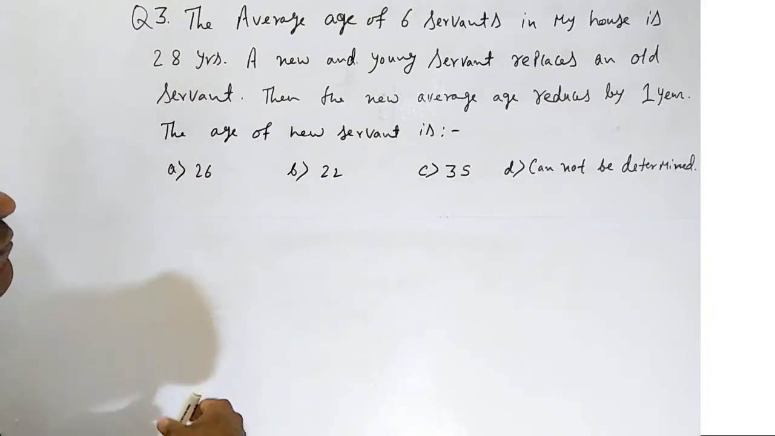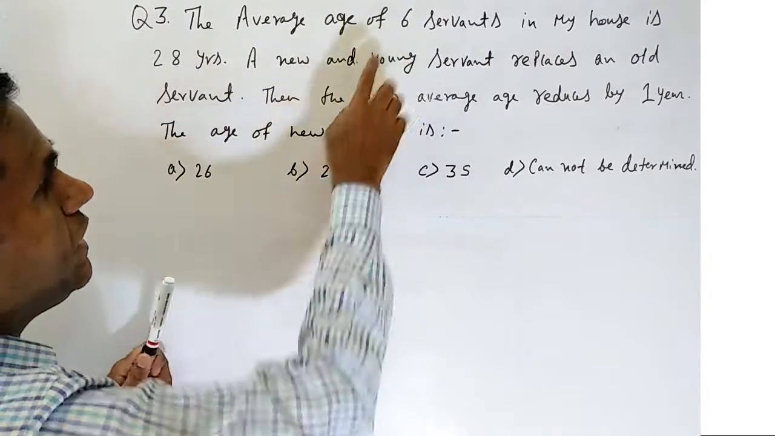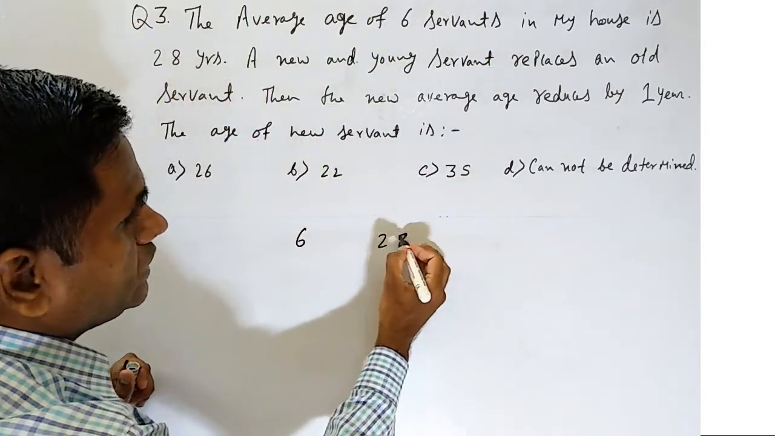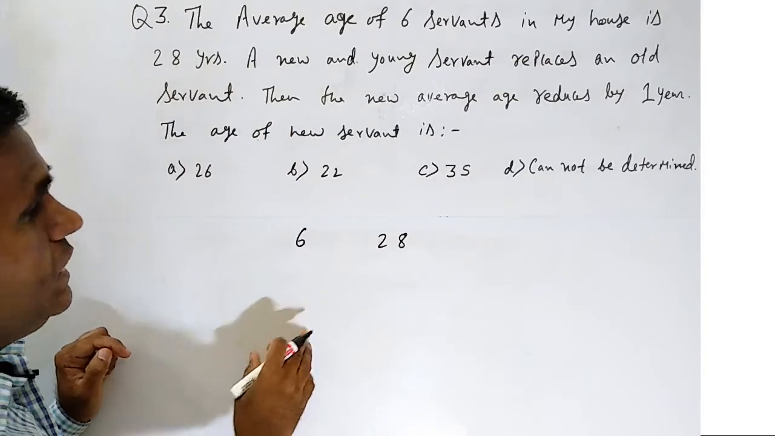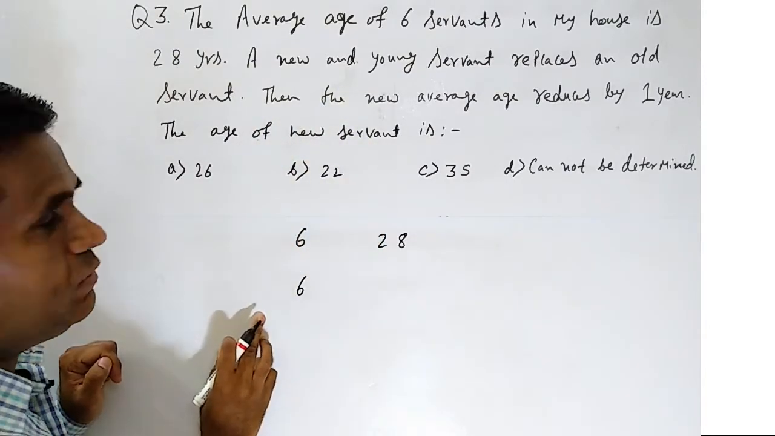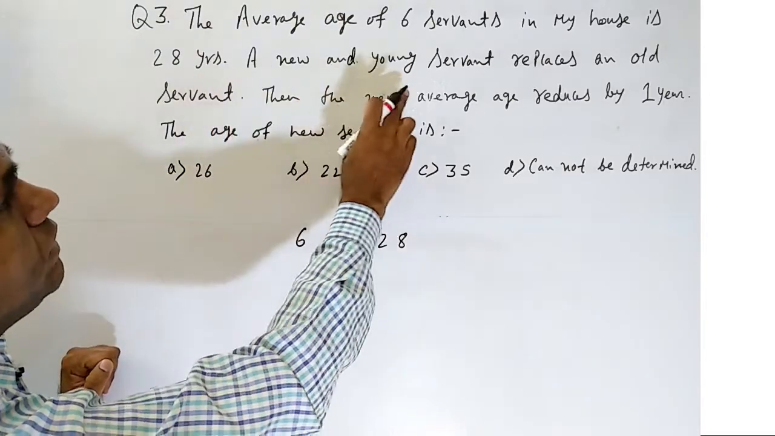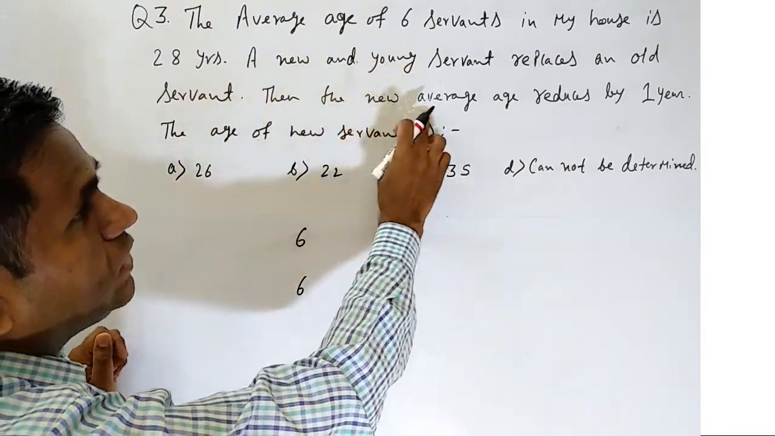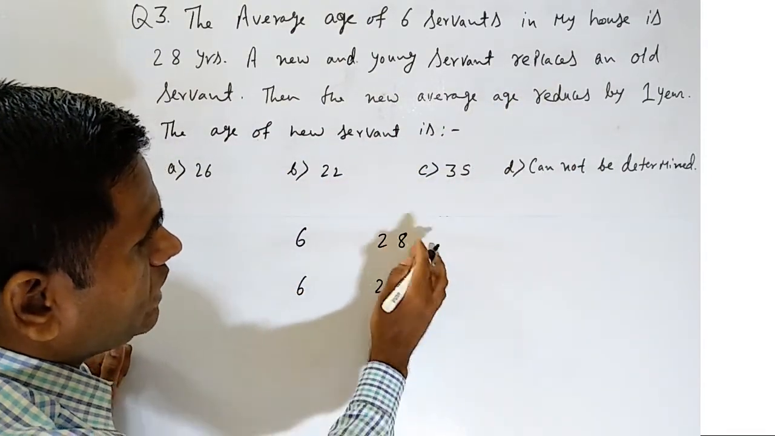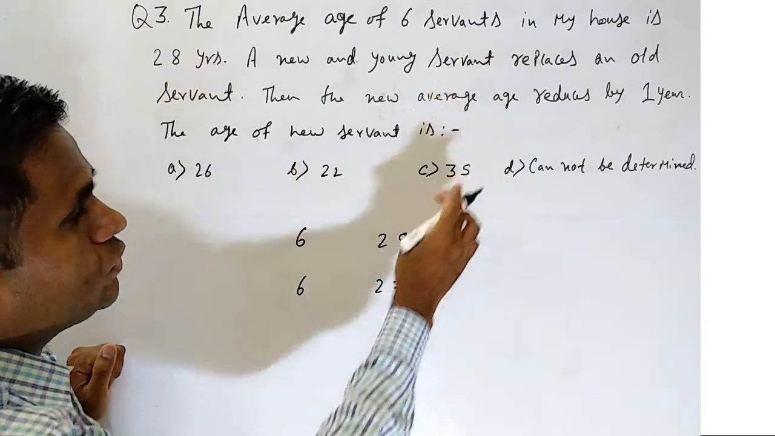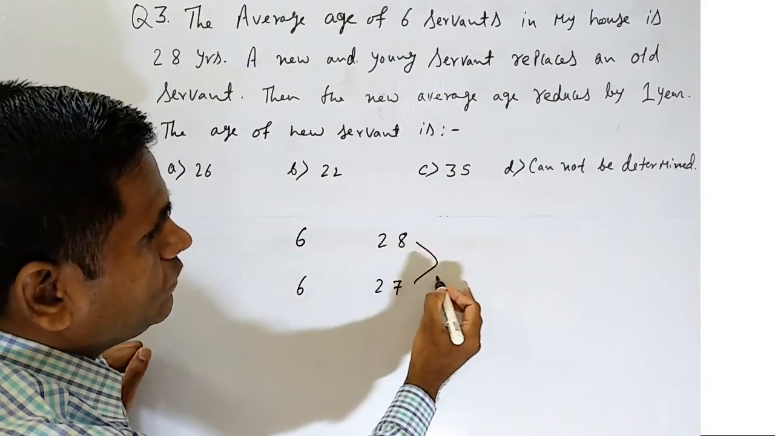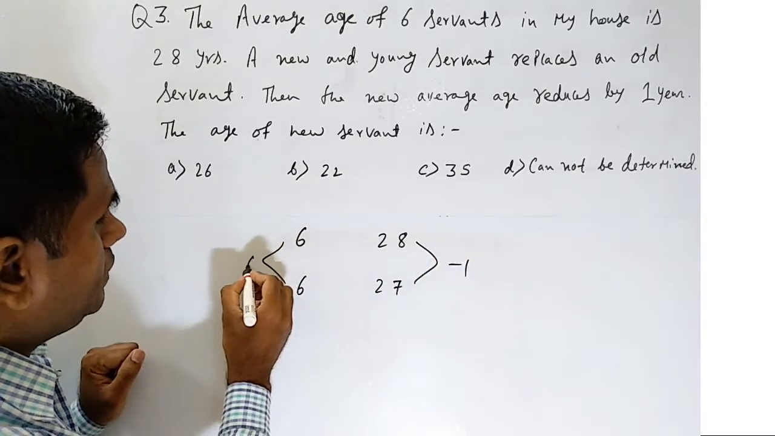So here, if we solve using the shortcut method, what we can write is 6 servants. Okay. Average age is 28 years. Now there is no addition or removal, it is just replacement. So the number of servants is the same. Okay, the new servant is replacing the old servant, and the new average age is reduced by 1 year. So this becomes 27. Average was 28, now it is reduced by 1 year, so we wrote 27. Okay, so now here if you see, the difference is -1, and here the difference is 0.